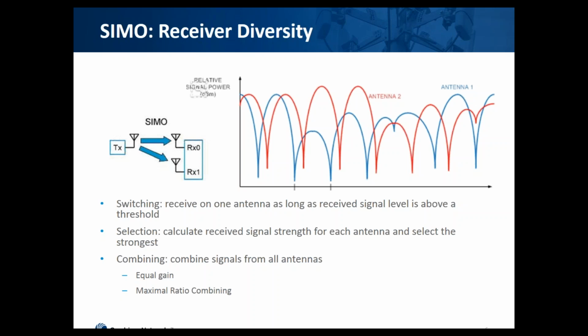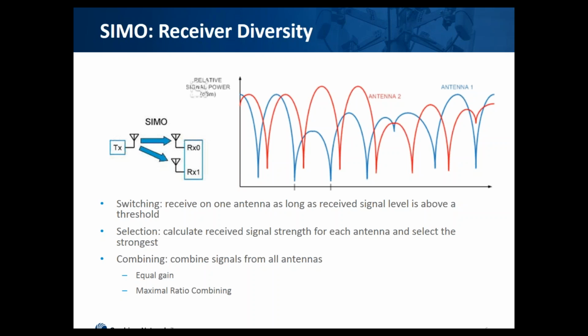If the signal of the second antenna is above the threshold, the system keeps using the second antenna. And again, when it dips below the threshold, it switches again. This technique can be used with any number of antennas, and it's simple and not expensive because there is only one receiver connected to one of the antennas.